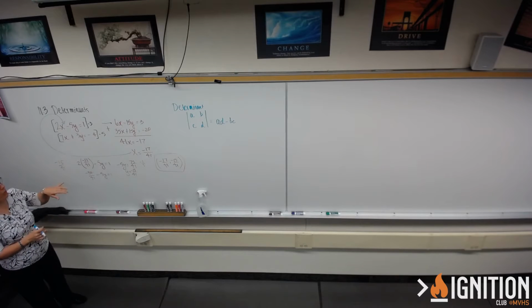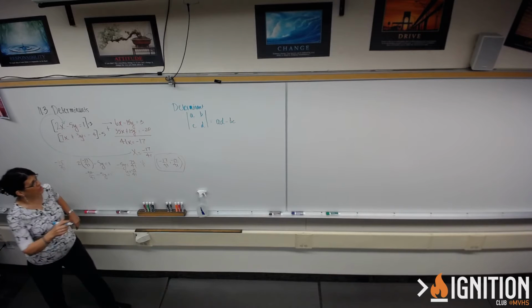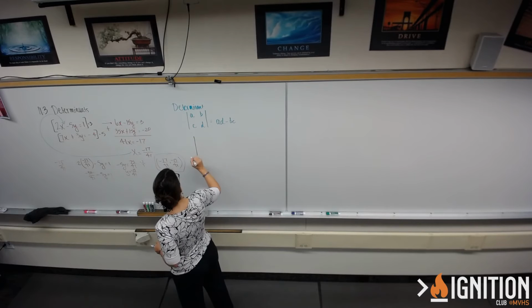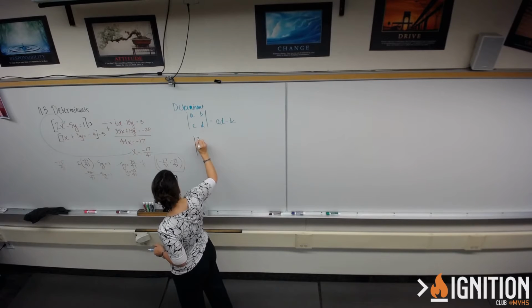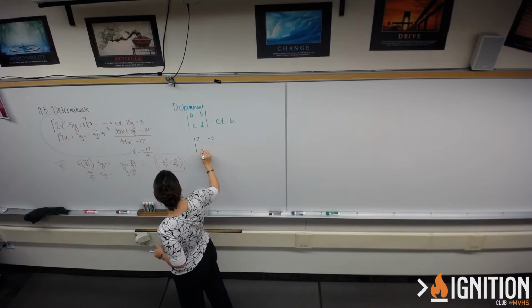So let's go back. Where do A, B, C, and D come from? The coefficients on what? The coefficients on the x and the y. The coefficients of the given equation. So in this particular problem, what's A? What's B? What's C? What's D?